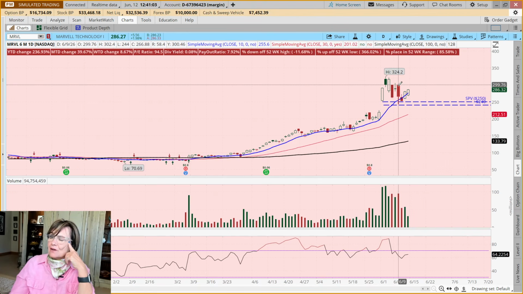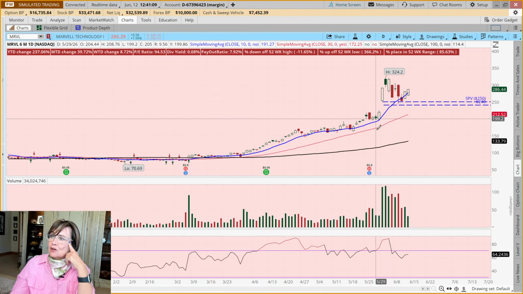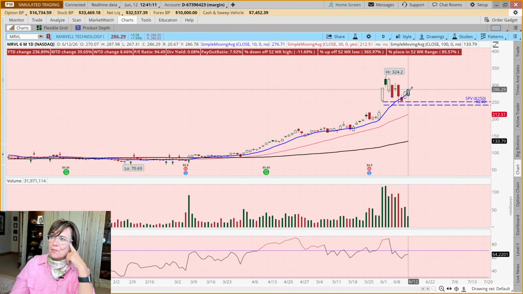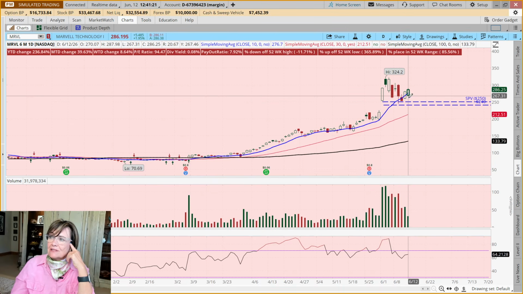I brought up Marvell. So Marvell is a tech stock. Is it uptrending? Well, yes. Could one argue that it set up a bit of a bull flag pattern? Perhaps. If so, do we have a close above the high of the low day? Well, yesterday was the low day. Wednesday was the low day. It closed above that and is continuing to trend up.